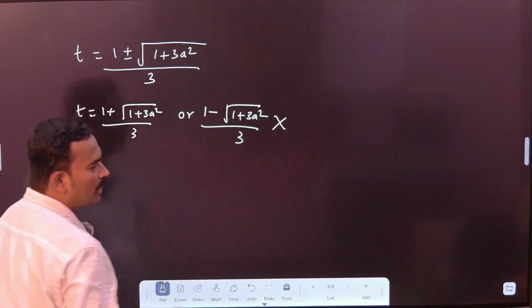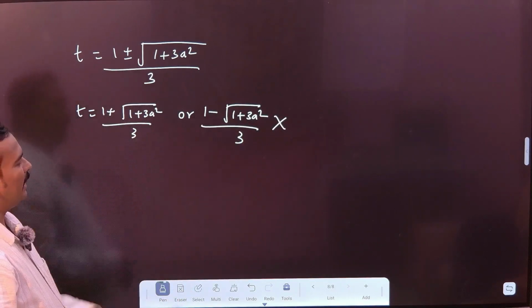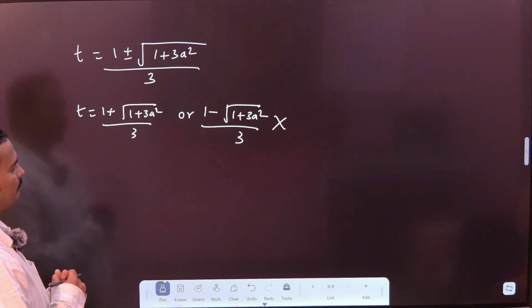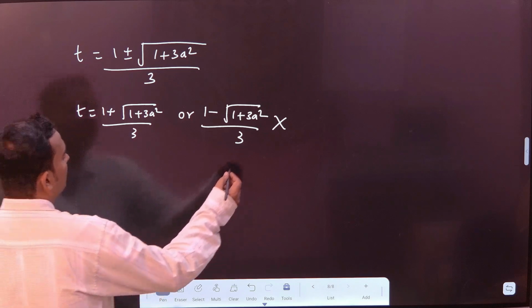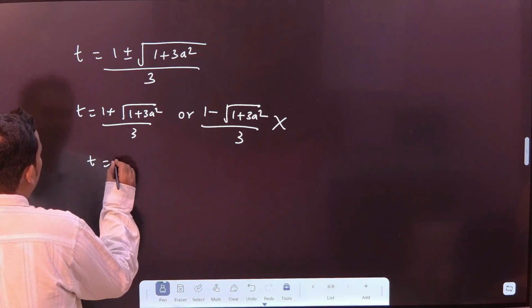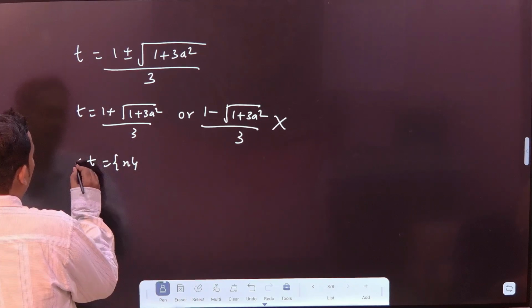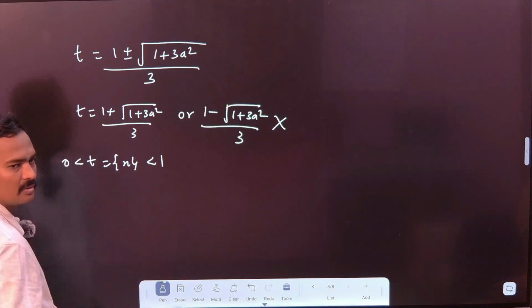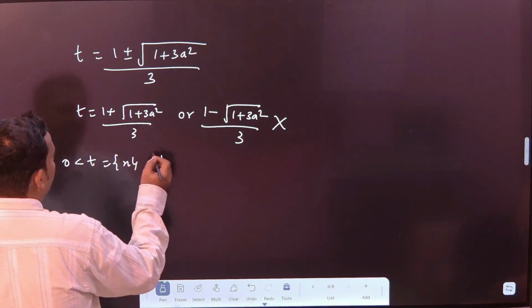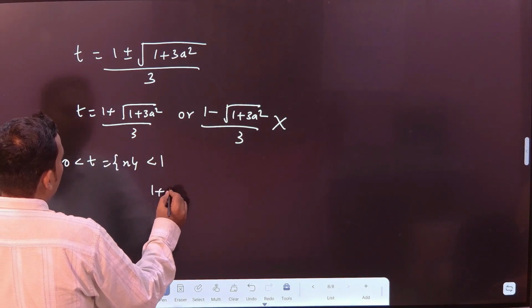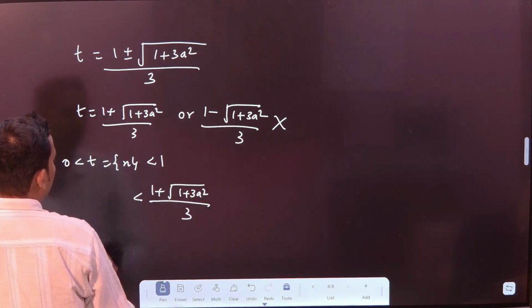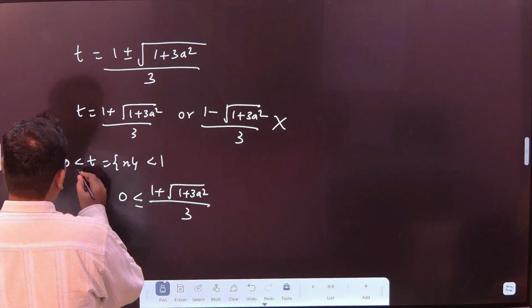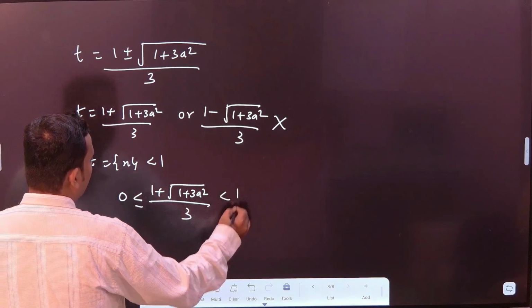This is not possible. Why? Because if you take any real number a, you can see this will not fall in the 0 to 1 range, right? So we know that t here is the fractional part function. It always lies from 0 to 1, right? You take the t first case, right? So 1 plus square root of 1 plus 3a square by 3 is 0 to 1, right? 0 is included here, 0 to 1.